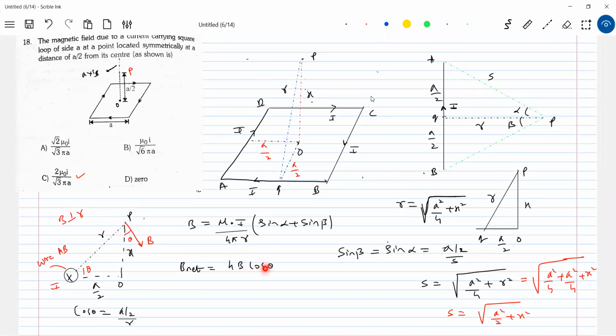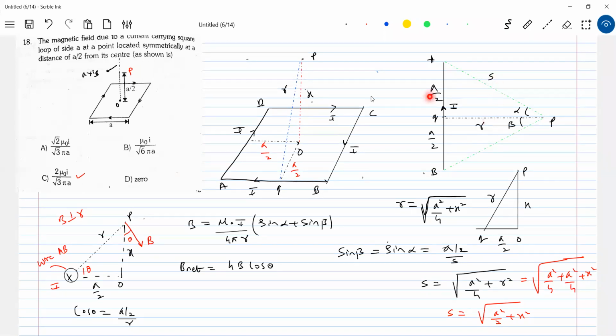So 4B cos theta. What is B? Due to any one side you take, we don't know R and we don't know S. R you can find out from triangle QOP. So x equal to a by 2 we know, so we'll get R. Then how to calculate alpha and beta? For that we should know S, so again take help of this triangle.